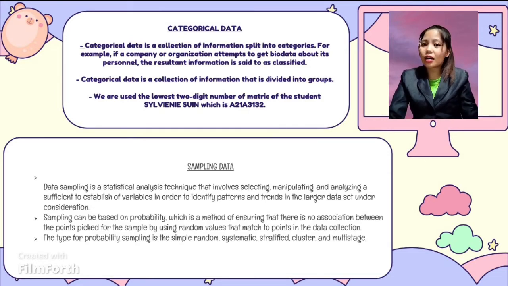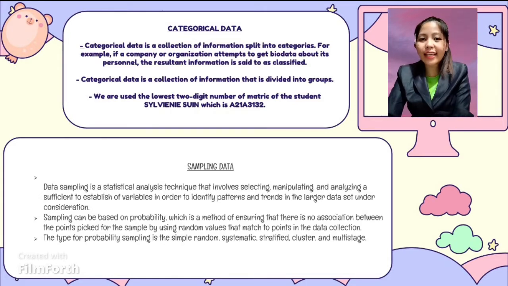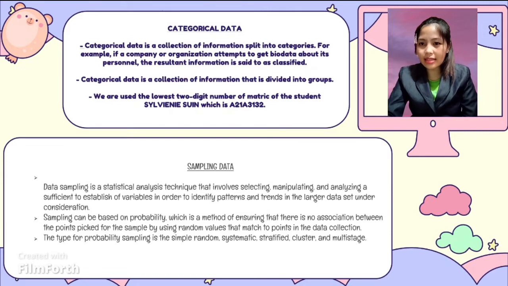There are some types of data sampling. They are simple random, systematic, stratified, cluster, and multi-stage. Now I will go to the next one, categorical data. Categorical data is a collection of information split into categories. The resulting data is referred to as categorical. Types of categorical data are nominal and ordinal data, which our group uses.